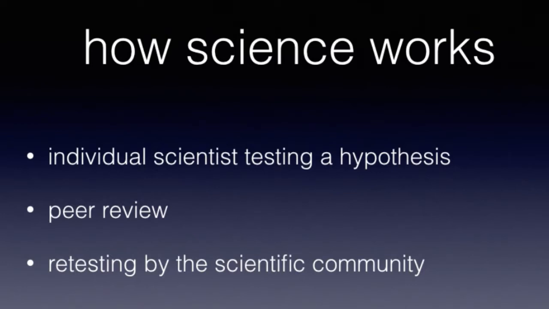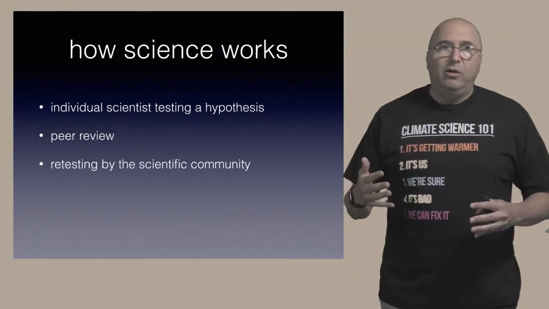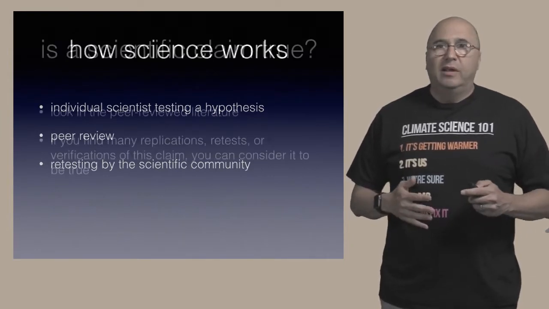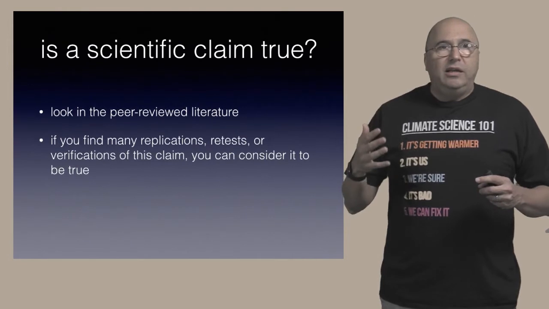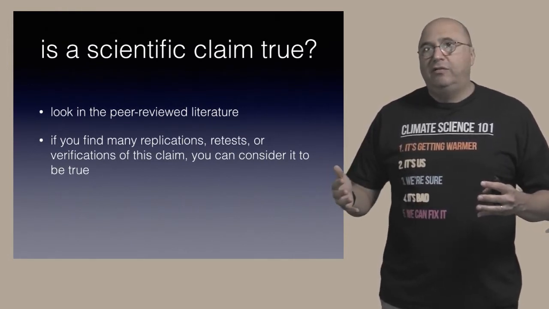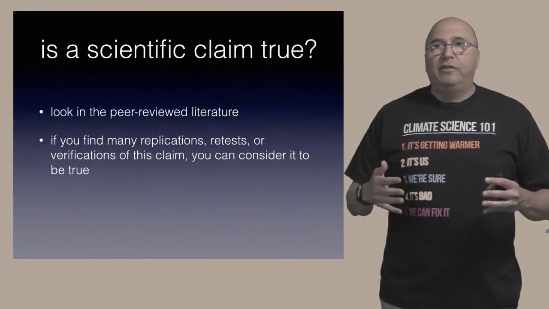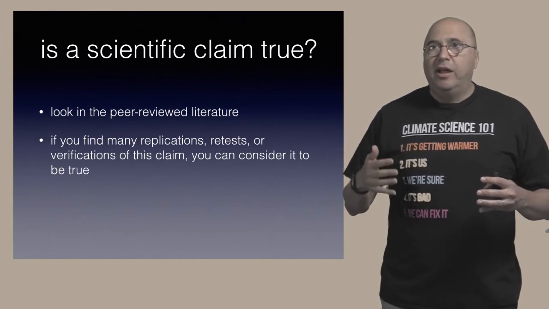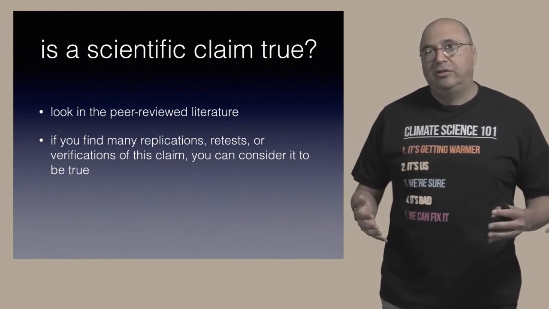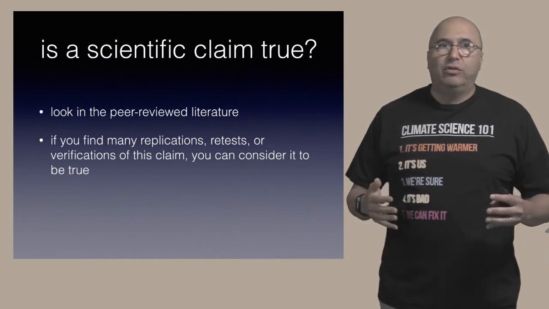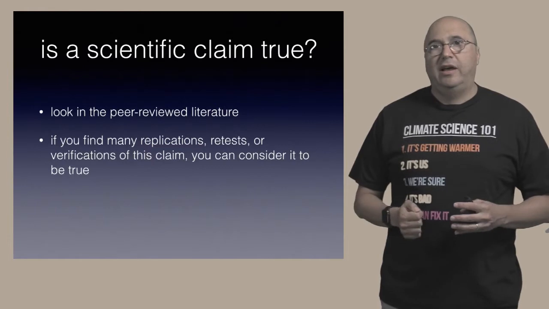Important conclusions are then retested by the scientific community. So, if you want to know if a claim is supported by science, you should read the peer-reviewed literature. If you find many successful replications and retests of the claims by independent scientific groups, you can have some confidence the claim is true. Exactly how much confidence will depend on the number and stringency of the replications. Make sure you understand this process of establishing scientific truth. It will certainly be on the exam.